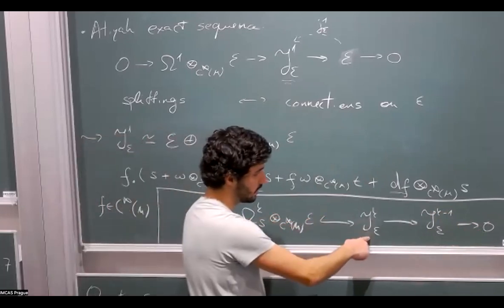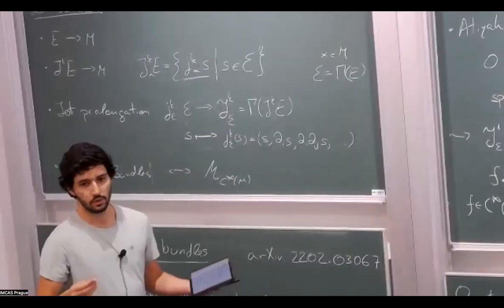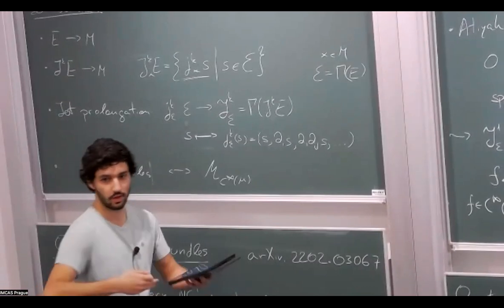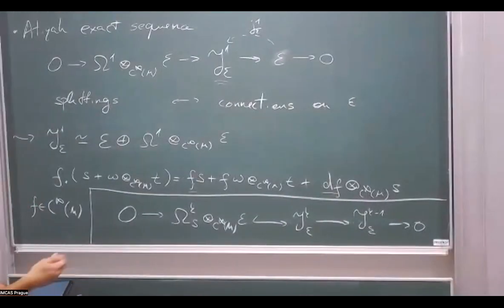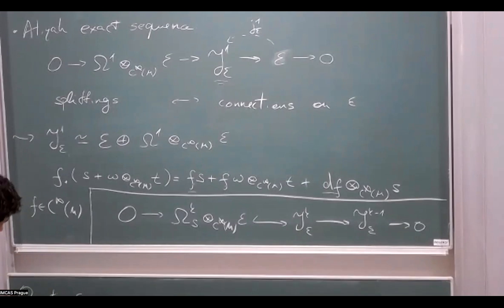When you go from JKE to JK minus 1 E, what you're doing here basically, if you look at this bundle, is just erasing the last bit of the Taylor expansion, right? So you have a Taylor expansion up to order K, and then the projection down is just erasing the last term so that you have Taylor expansions up to order K minus 1.